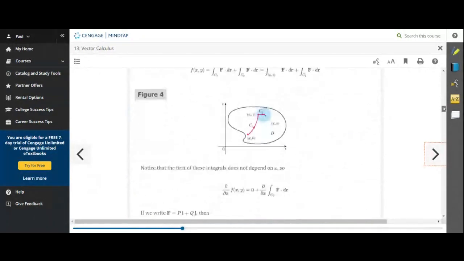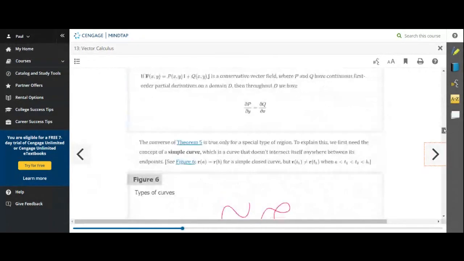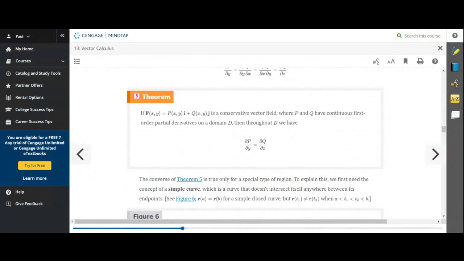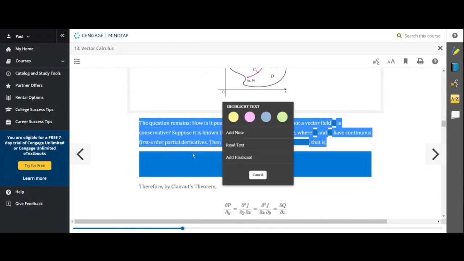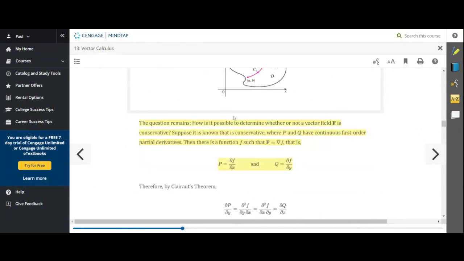In this section, they have a theorem. Well, actually, they ask the question right here. The question remains, how is it possible to determine whether or not a vector field F is conservative?